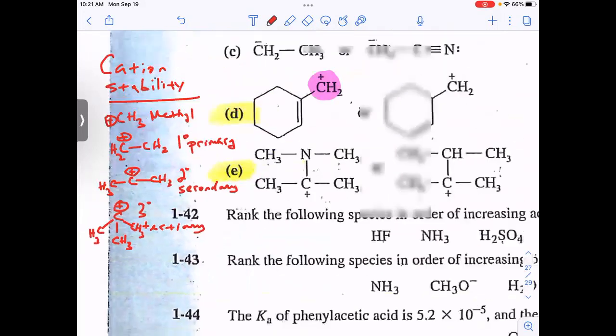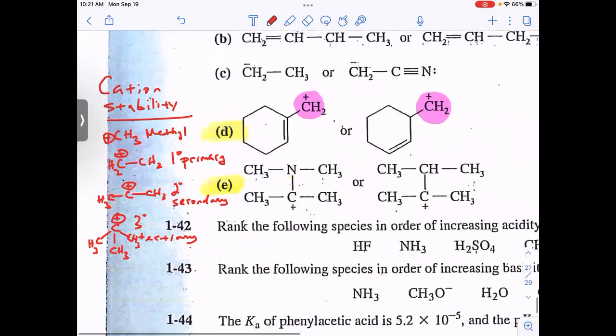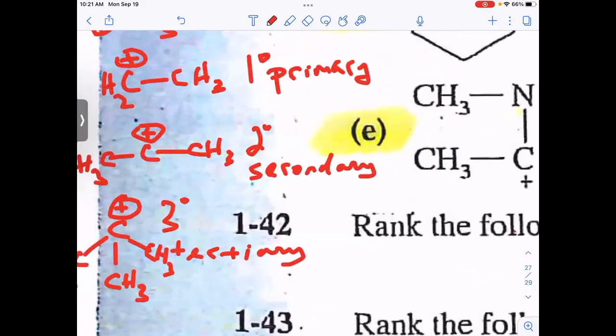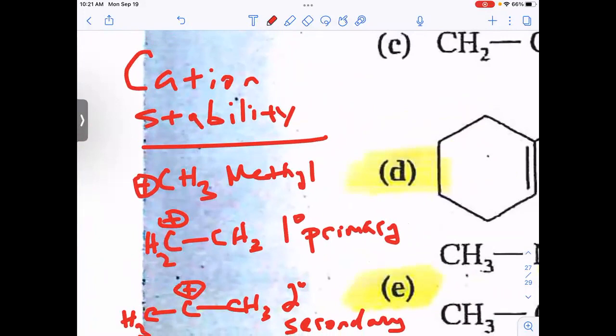So these are all different types of carbocations: methyl, primary, secondary, and tertiary. So here, the carbocations increase in stability as you add groups around it. So the methyl in this case is the least stable of all of your carbocations.